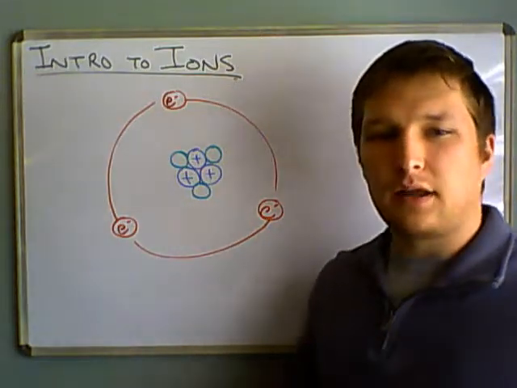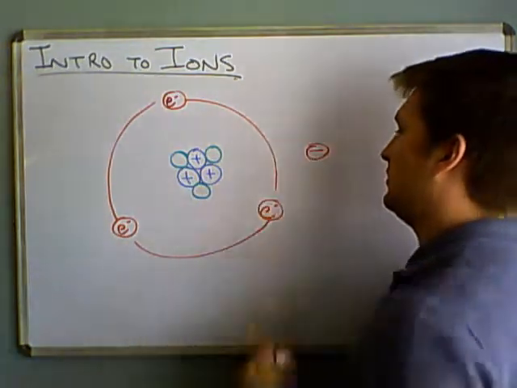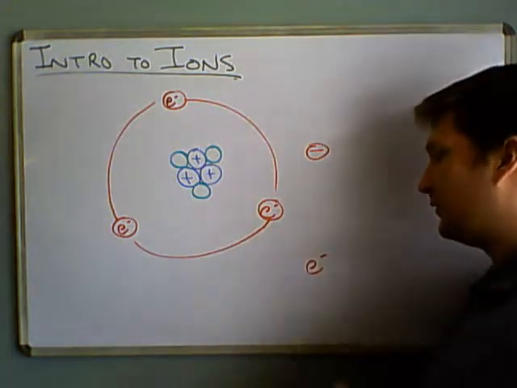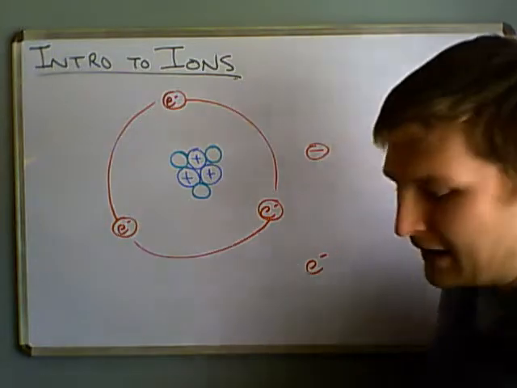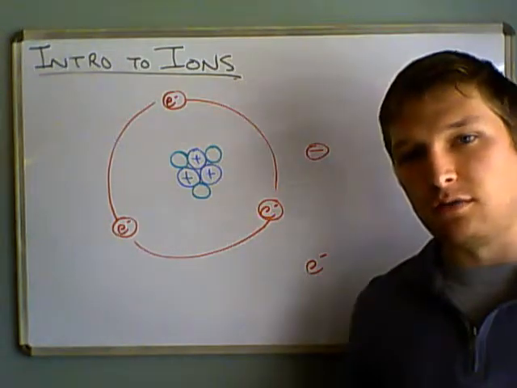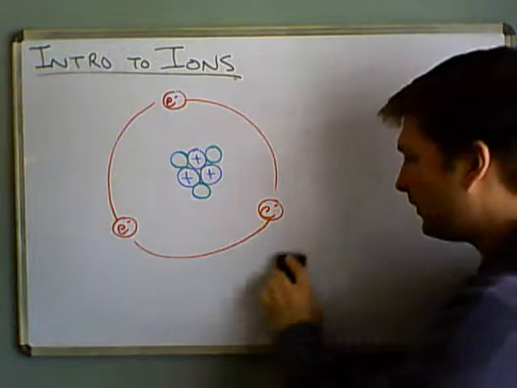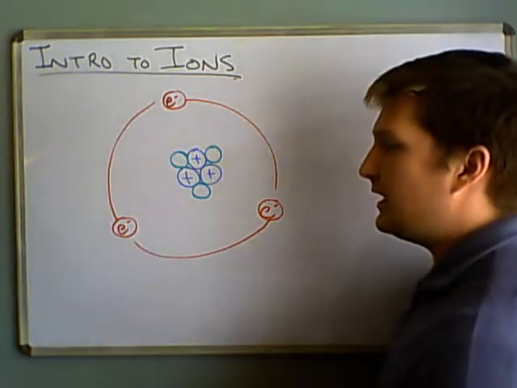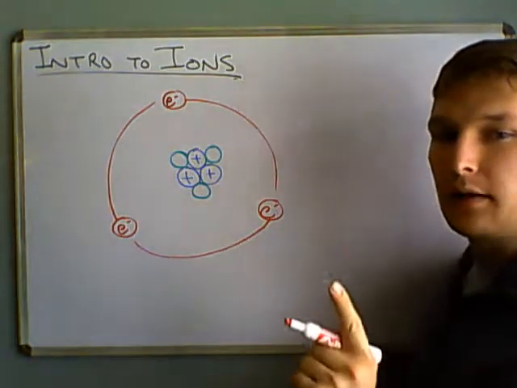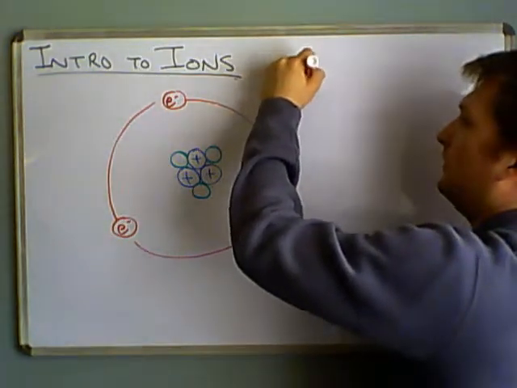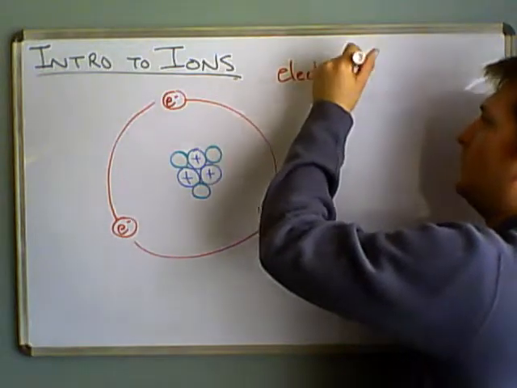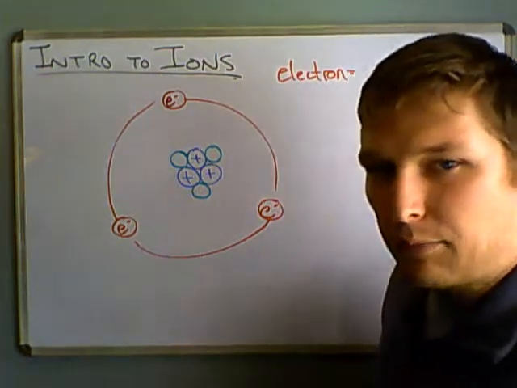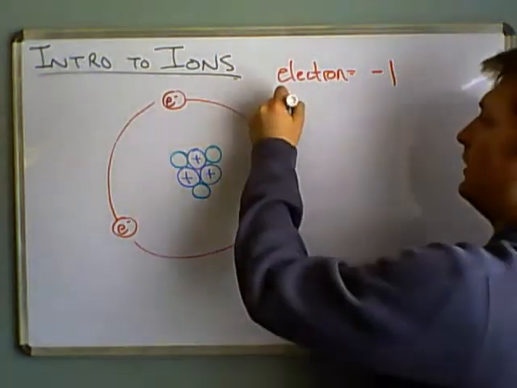Now sometimes when I draw electrons, I'll just do a little minus like that. Sometimes, but usually, I will do E with a minus. That's going to be my shorthand notation for electron, just so you know. Okay, so we have these 3 electrons. Each of them has a negative charge of -1. So an electron is -1.